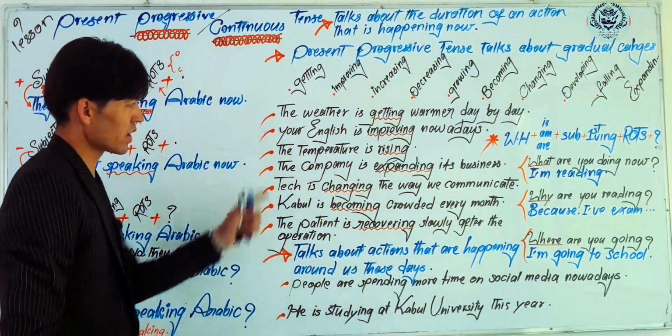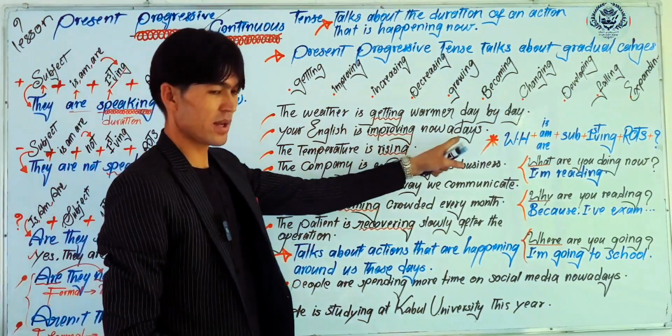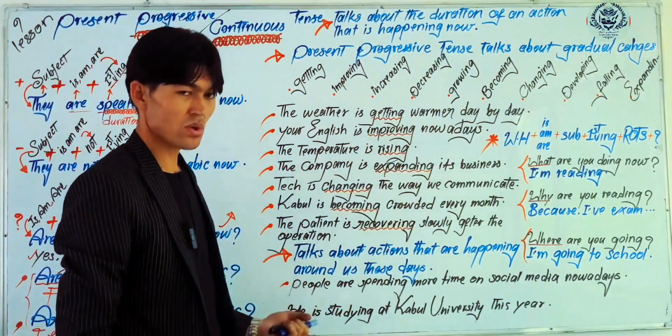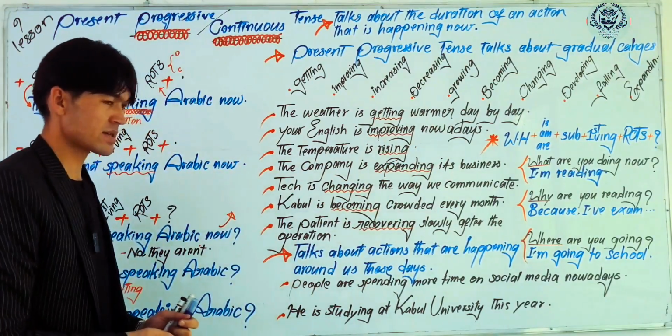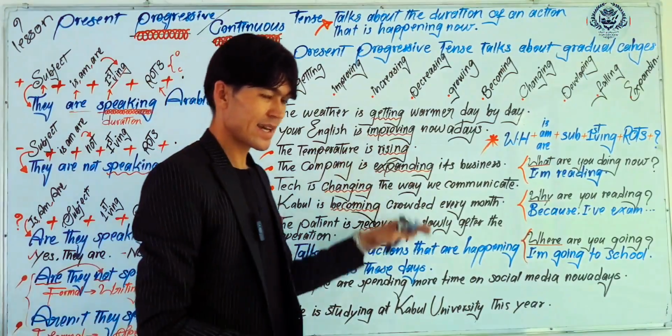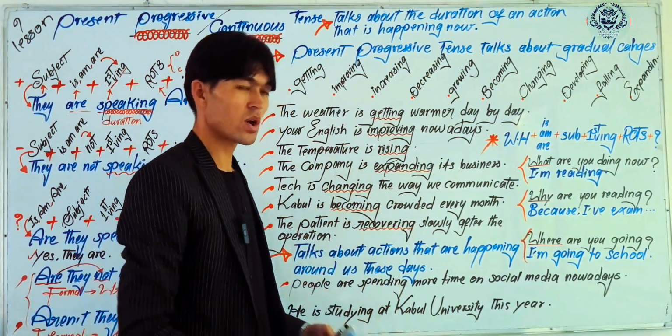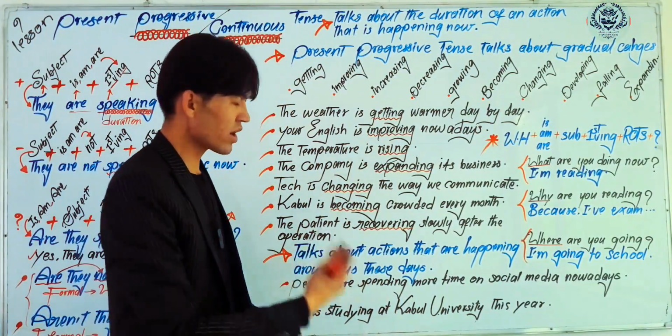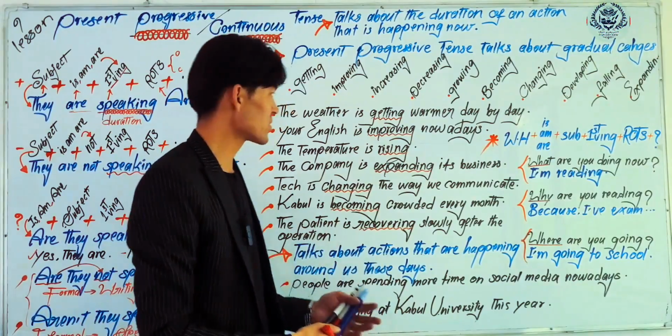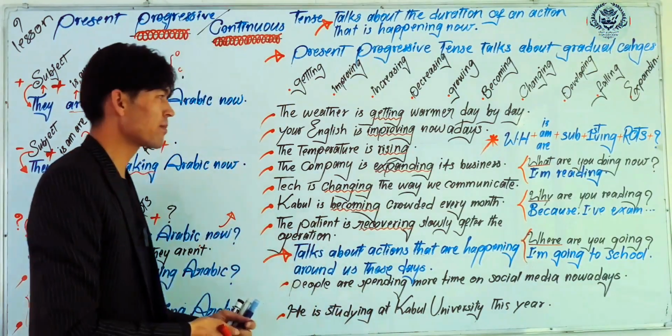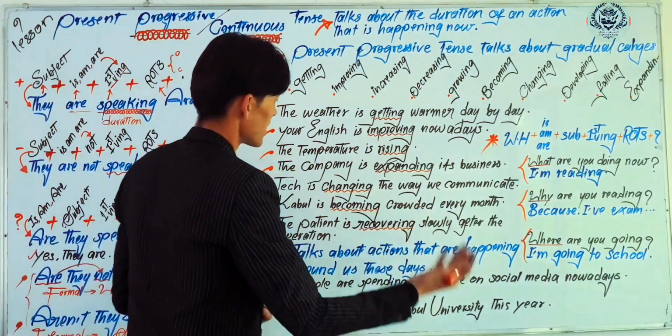Second example, your English is improving nowadays. انگلیسی شما این روزها در حال رشد کردن هست یا رشد شدن هست. That means this action doesn't happen quickly or right away. It takes time by the developing of the time, by the elapsing of the time. So this skill is well improving.